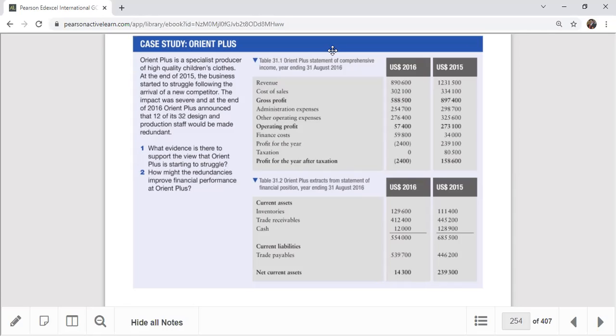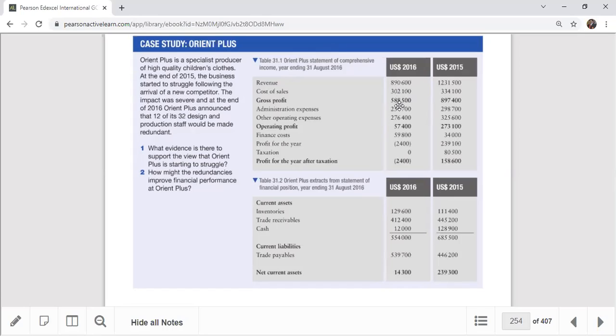Looking at the financial statements, they ask what evidence there is to support the view that Orient Plus is struggling. The second question asks how the redundancies might improve the financial performance at Orient Plus. It happened during 2015. You can see the revenue has gone down. The revenue was 1.2 million US dollars, and this year it is 890,000, so it has gone down by about 400,000 US dollars.